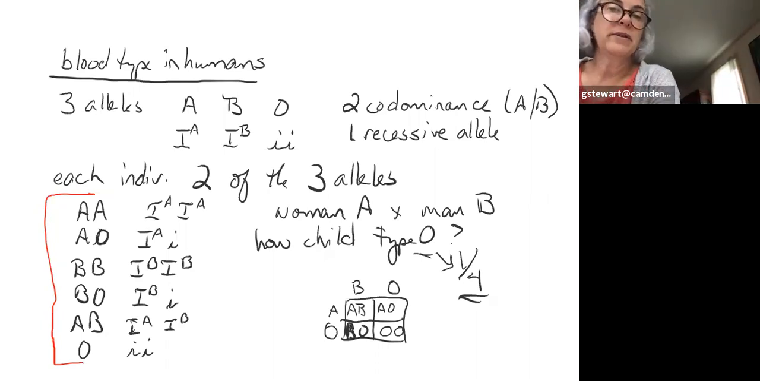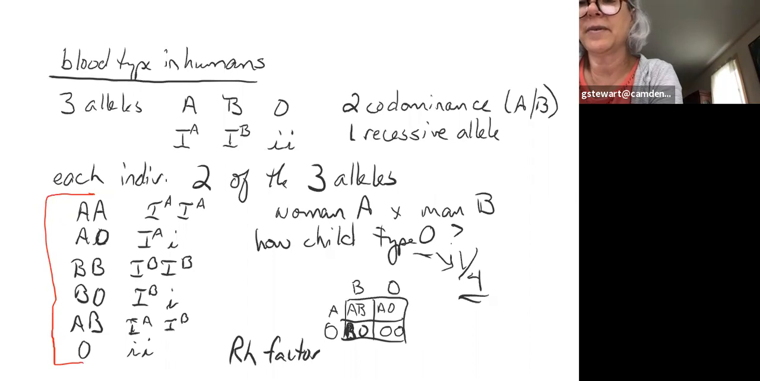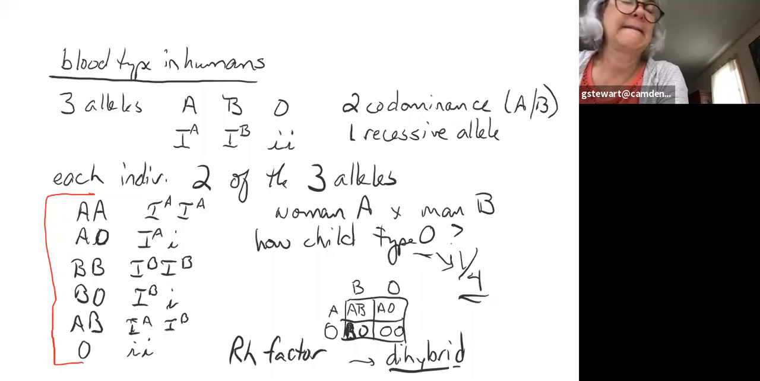Some of you might be aware there are other alleles, there are other proteins and carbohydrates that are expressed on the surface of red blood cells, and one of them we call the Rh factor. That's a separate characteristic, right? So if we included that in our discussions, then that would be a dihybrid cross. And we would need, of course, all 16 boxes for that one.